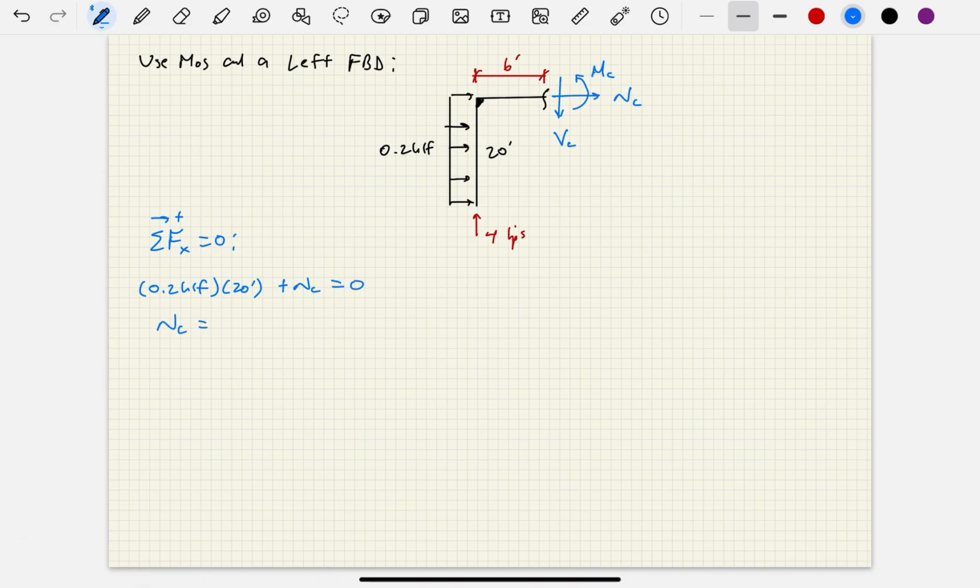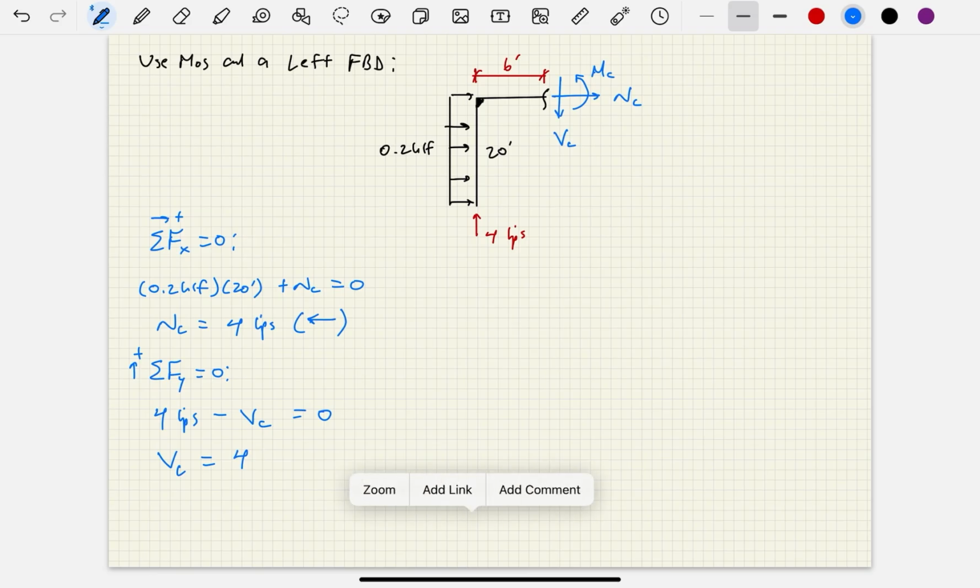So NC is just going to be 4 kips, and that's going to be pointing to the left, or, you know, numerically that would show up as a negative when I rearrange this equation. Next, I'm going to say the sum of the forces in the Y direction equals 0. And here I'm going to say 4 kips pointing up minus VC equals 0. I do some rearranging, and VC is going to be a positive 4 kips.